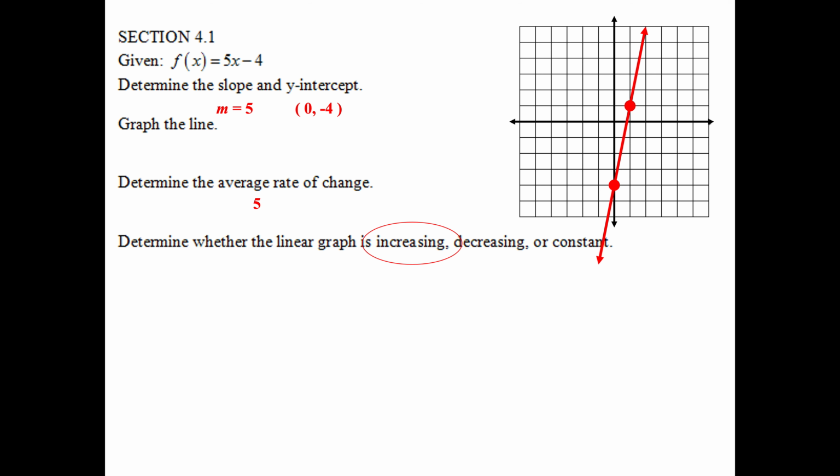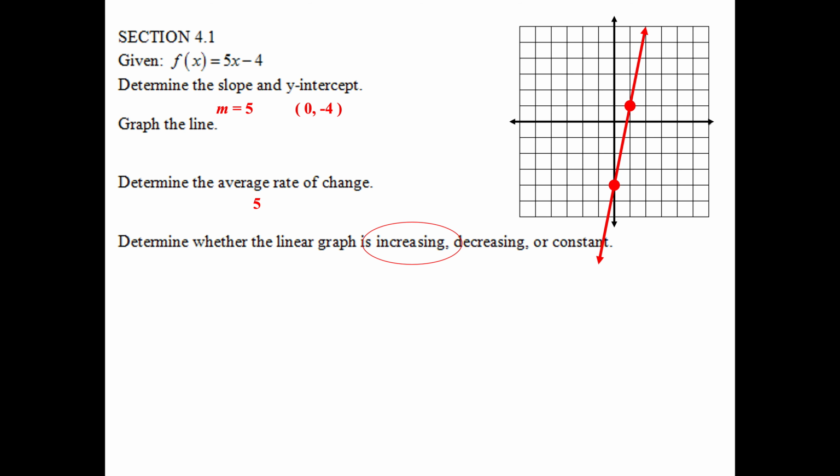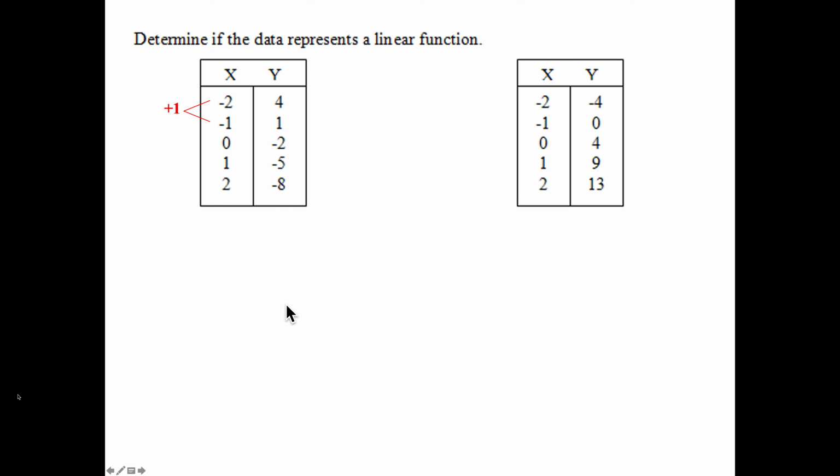Now, what you're going to be asked to do is to take a set of data points. They'll give you a table, and they're going to ask you, does this table determine a linear function? Well, think back to your graph. Your y's and your x's have to increase at the same rate. So we're going to look at the rate of increase on your x's. From negative 2 to negative 1, I increased by 1. From negative 1 to 0, 1. 0 to 1, 1. 1 to 2, 1. They're all increasing at the same rate.